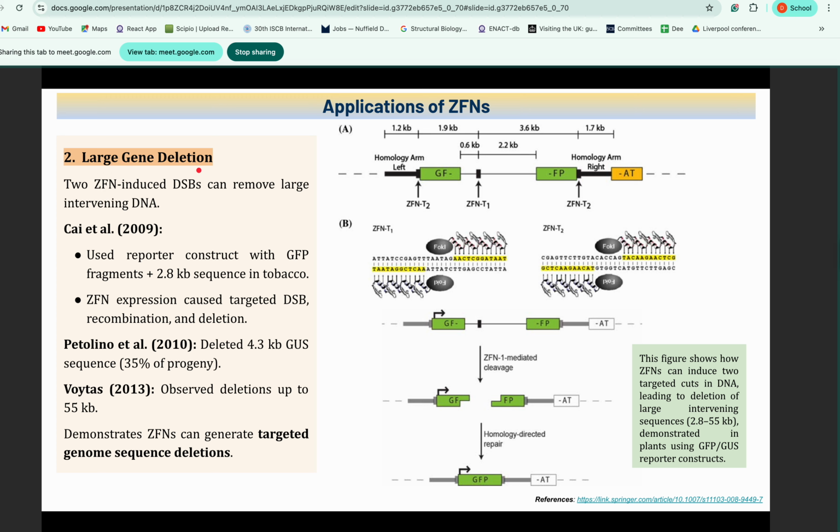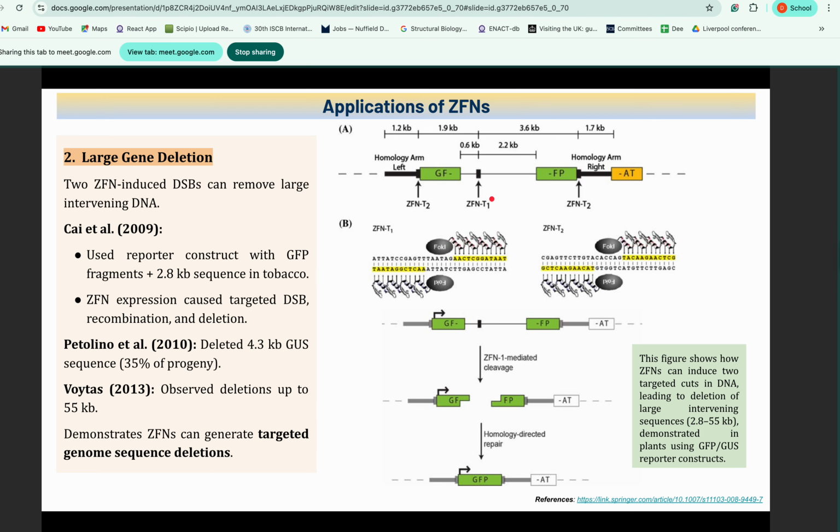Then the second application is large gene deletions. Different scientists have performed studies on this: Kai et al., Petolino et al., Voytas. In their studies, they have shown that zinc finger nucleases can also delete larger gene fragments. According to Kai et al., he used a reporter construct with GFP fragments plus a 2.8 kb sequence in tobacco, and mentioned that ZFN expression can cause targeted double strand break, recombination, and deletion. Similarly, Petolino et al. in 2010 also showed that a 4.3 kb GUS sequence can be deleted with the help of zinc finger nucleases.